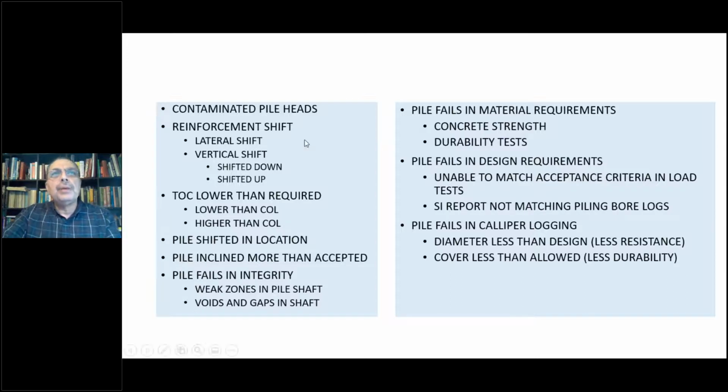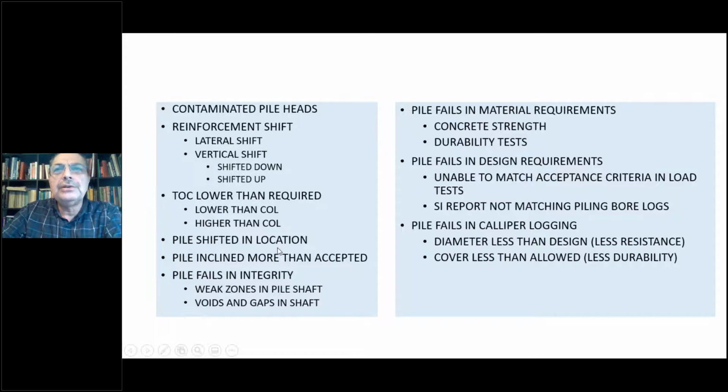You have another type of defect, that is reinforcement shift. It may shift laterally or get damaged, and it may shift vertically, and the vertical shift may be up or down. So the reinforcement may fall down, or the reinforcement may stay above the cut-off level. Top of concreting may be lower than the required level, and sometimes more than the required level. That's cost.